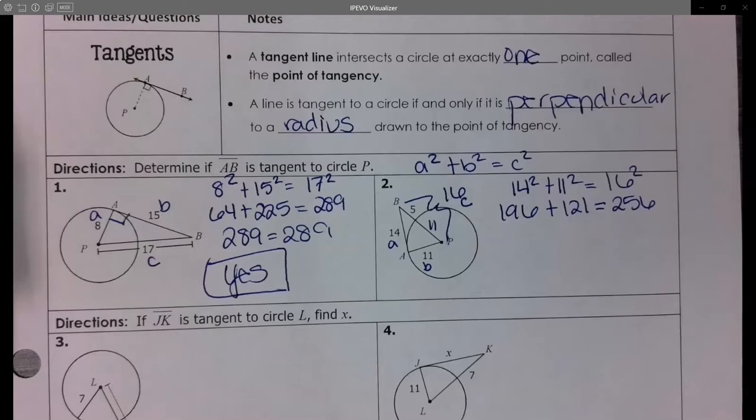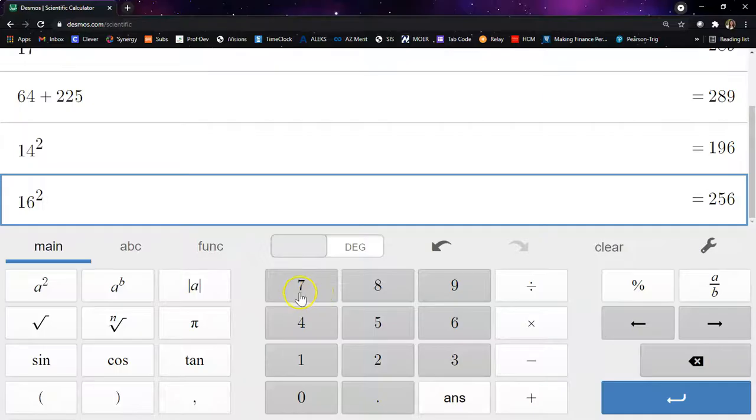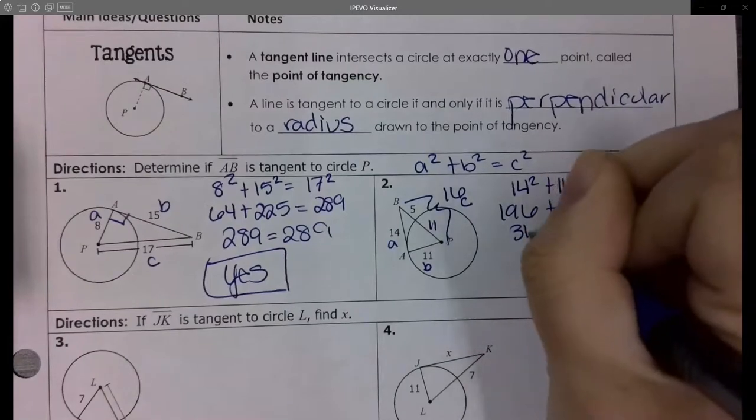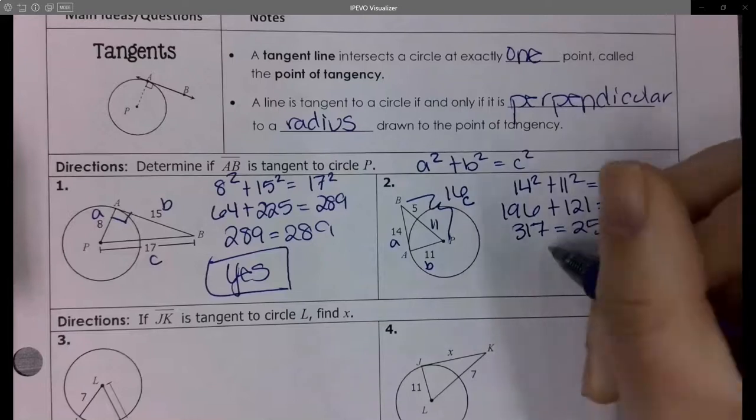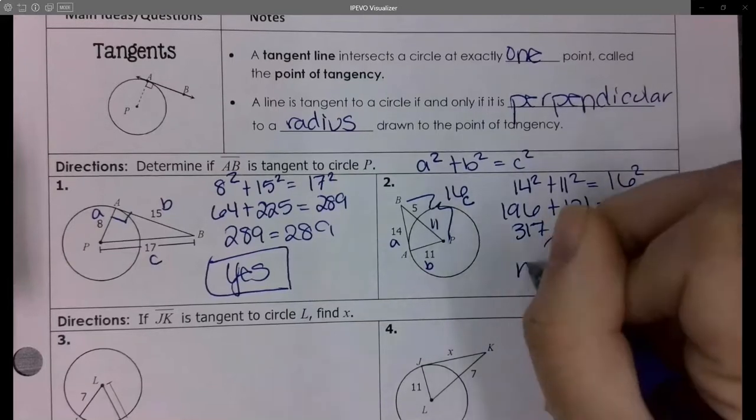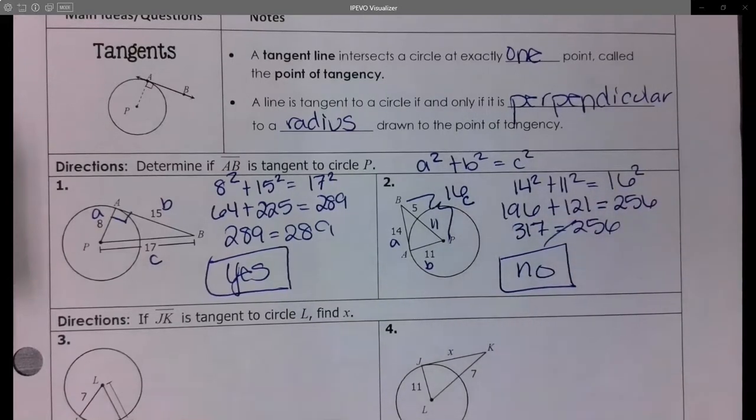Okay, then I want to add my numbers on the right side to see if this is going to add up to 256. I'm going to go back to Desmos. I have 196 plus 121, which gives me 317. 317 does not equal 256, so this answer is going to be no.